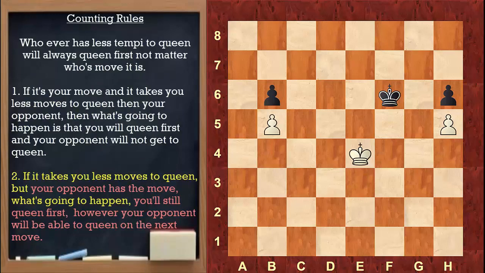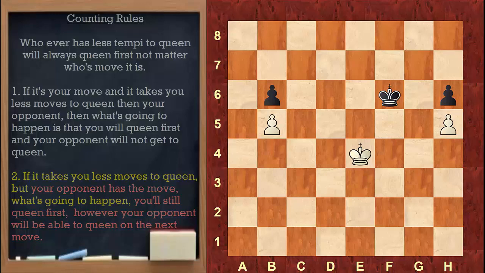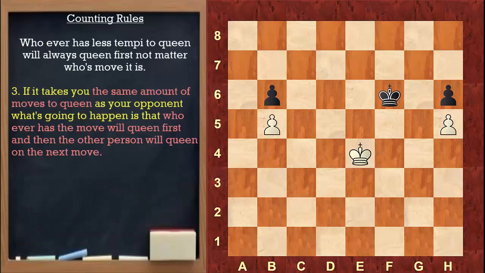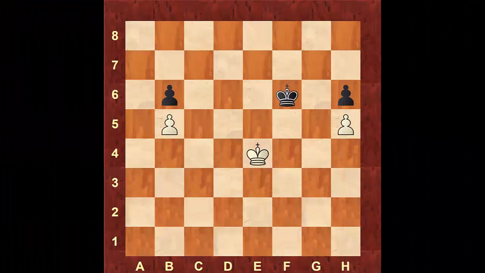If it takes you fewer moves to queen, but your opponent has the move, you're still going to queen first, however your opponent will be able to queen on the next move. If it takes you the same amount of moves to queen as your opponent, whoever has the move will queen first, and then the other person will queen on the next move. So let's take a look at a couple of positions applying this rule and see how we can easily count these positions.